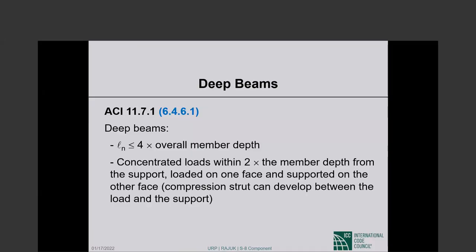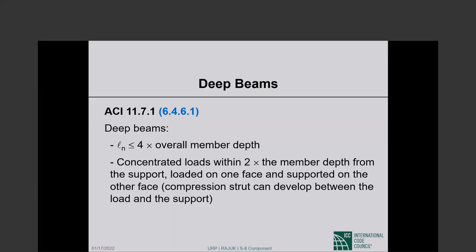So deep beams, by definition, these definitions keep on changing. So remember, your code is 318-08 BNBC 2020. Okay. So everything I tell you is 318-08 BNBC 2020, unless I specifically mention this is how it was in 318-99 or something like that. Okay. So these definitions are 318-08 BNBC 2020 definitions.